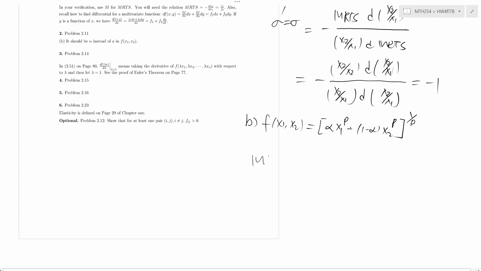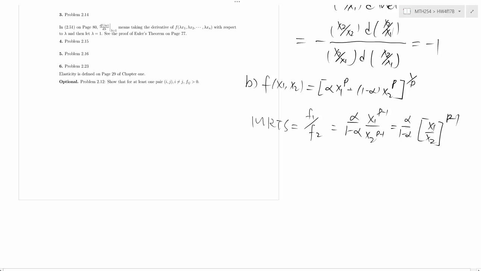What's going to be this MRTS? Using chain rule carefully and simplifying, it's f1 over f2, right? And it simplifies to this. It's going to be alpha over 1 minus alpha, and we have x1 to the p minus 1 over x2 to the p minus 1. Or if you try to put them together, this is what we have, x1 over x2 to the power p minus 1. And then again, we have three formulas to look at which one to use.